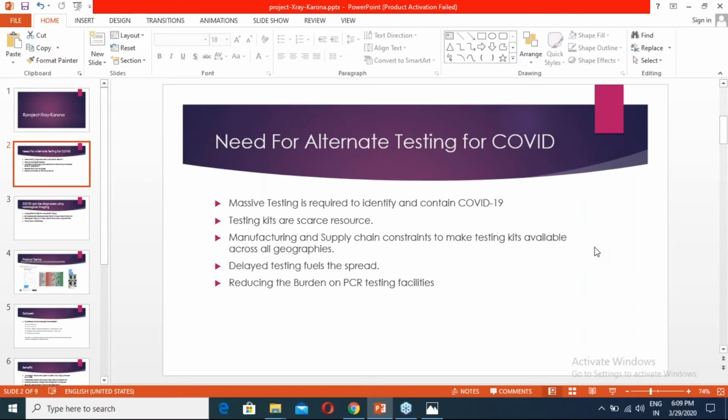To start with, why do we need alternative testing for COVID-19? Basically, the only way to stop the spread is to test massively and quarantine. However, what we lack is the availability of testing kits. Testing kits are not available because there are manufacturing and supply chain constraints to make them available across all geographies. Delayed testing is fueling the spread, and we want to reduce the burden on the PCR based testing facilities.